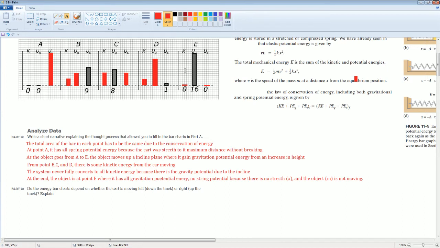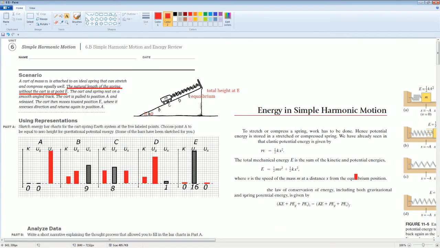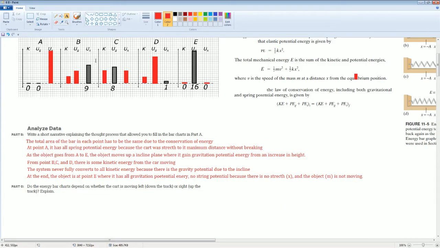At point A, it has all spring potential energy because the cart is stretched to its maximum distance without breaking. So it has all 1/2 kx squared. Its x is its amplitude, so it's all potential. As the object goes from A to E, the object moves up the inclined plane where it gains gravitational potential energy from an increase in height, from h0 to E. From points B, C, and D, there is some kinetic energy from the cart being moved. The system never fully converts into kinetic energy because there's some gravitational potential due to the incline. The kinetic never goes up to fully 20.